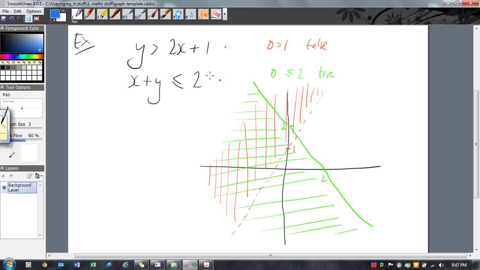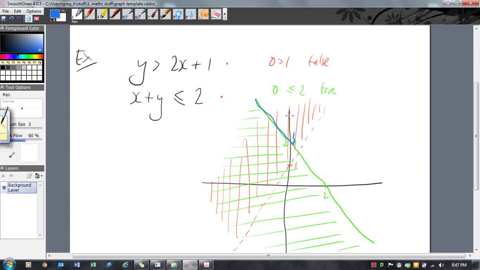Where will they overlap? Let's have a look. I'll do it in blue. Up here, it's only red. Down here, it's only green. In here is where it's red and green. This is where they overlap. So where it will overlap is on this solid line.